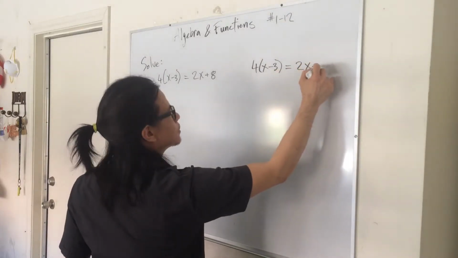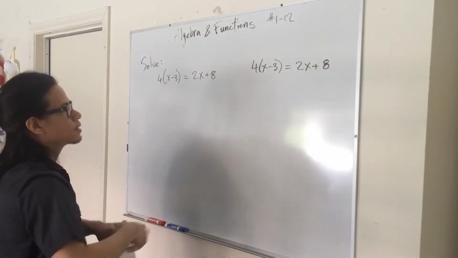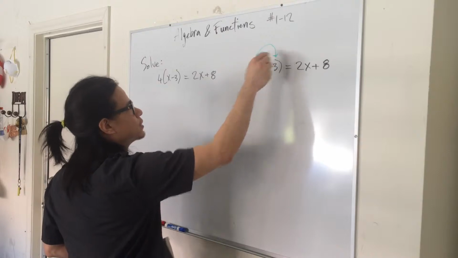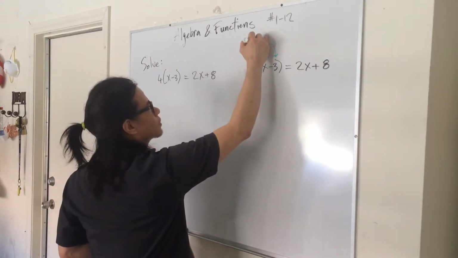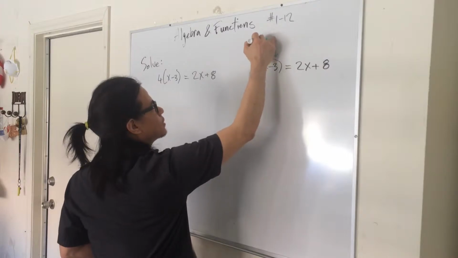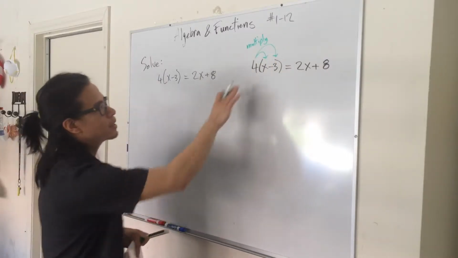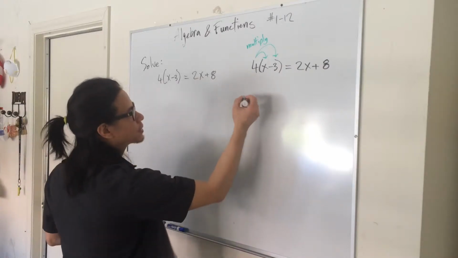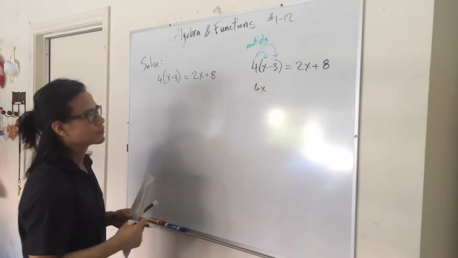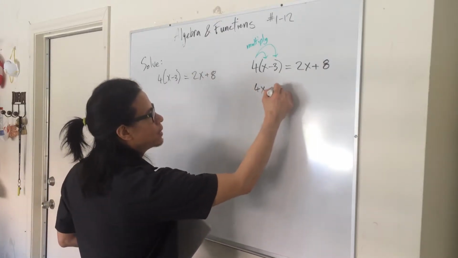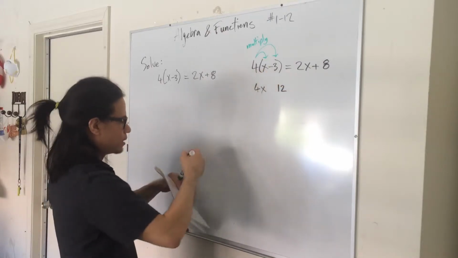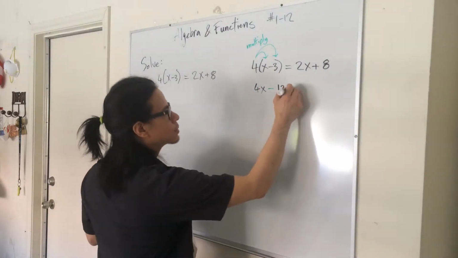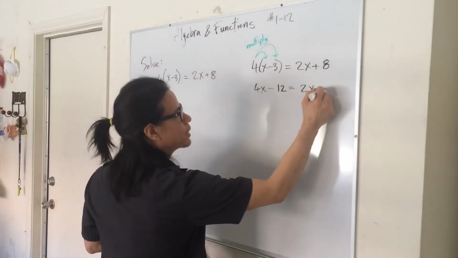Just rewriting this equation here. First thing, we are going to take 4 times x and then 4 times negative 3. Write it down, draw the arrows until you get a hang of what we're up against here. So take 4 times x, you get 4x. 4 times 3 is 12. Positive times negative is negative, equals 2x plus 8.